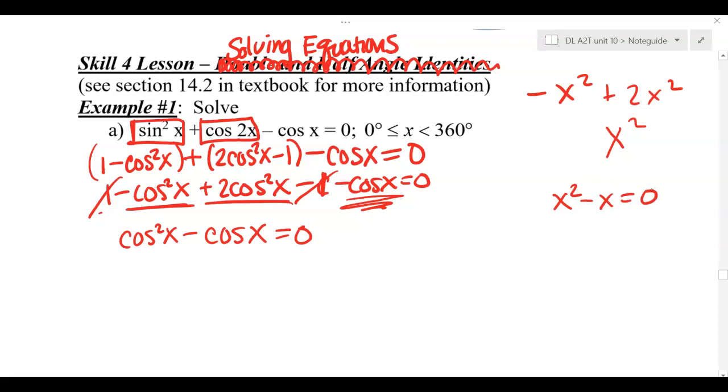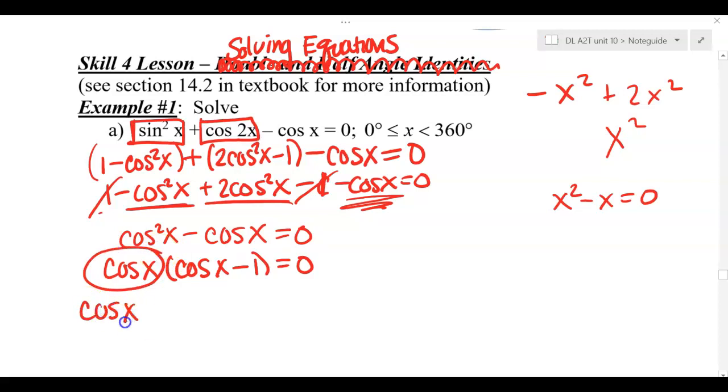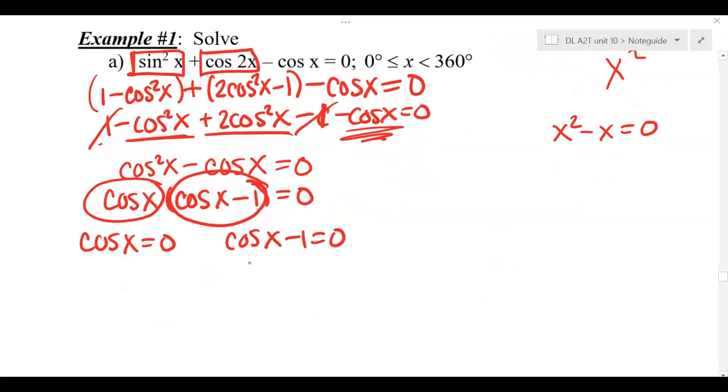I'm going to solve by factoring, and in this case, factoring would mean taking out the greatest common factor, which would be a cosine of x. And just like before, we factor when it's set equal to 0 because then we know that one of the factors has to be equal to 0. So cosine x could equal 0, or cosine x minus 1 could equal 0, which tells me cosine of x would equal 1.